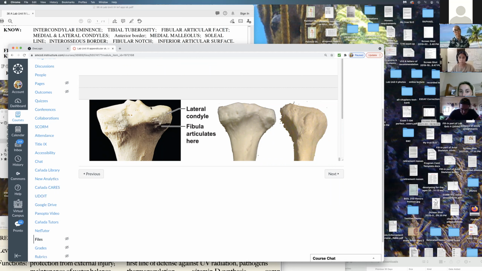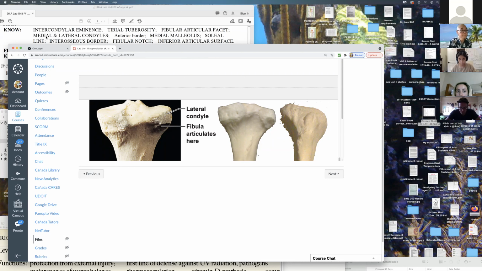Okay. And then tibial tuberosity, which is on the anterior side. And then find the medial and lateral condyles. Medial condyle is going to be in line with the medial malleolus.